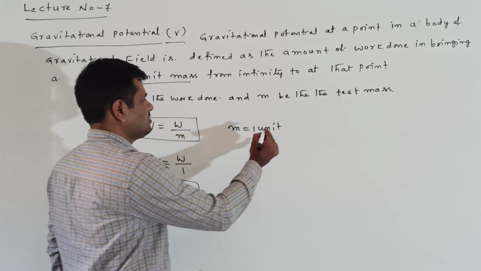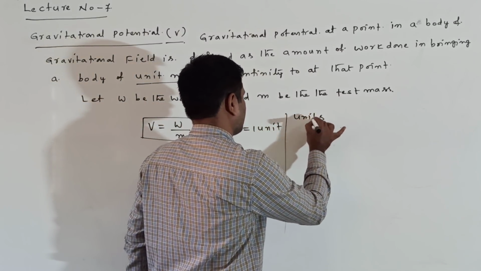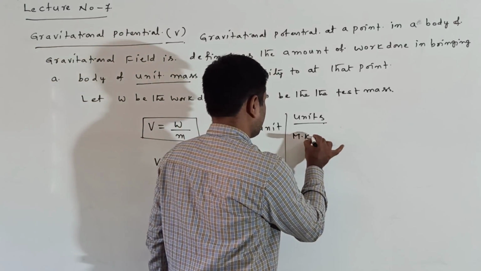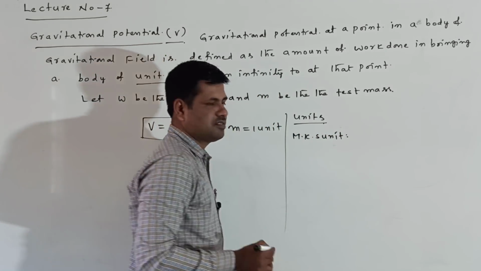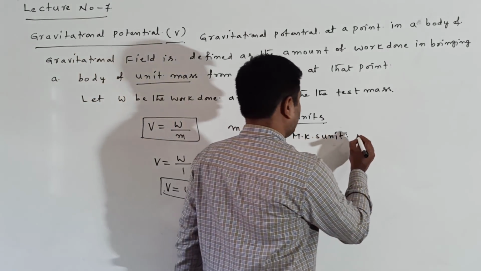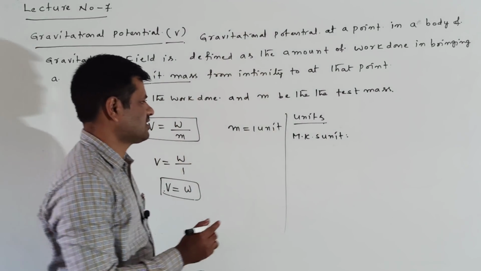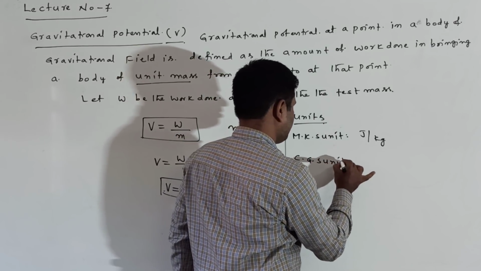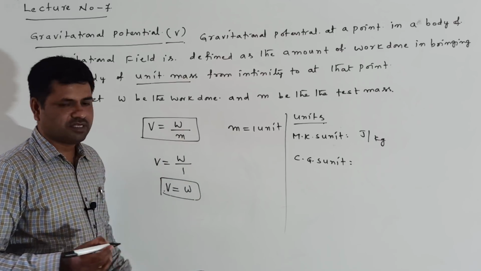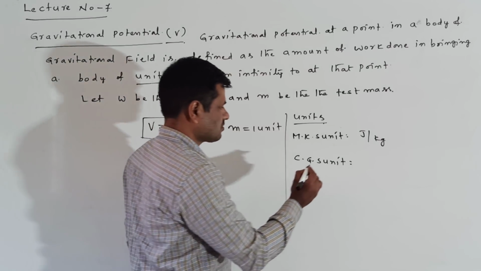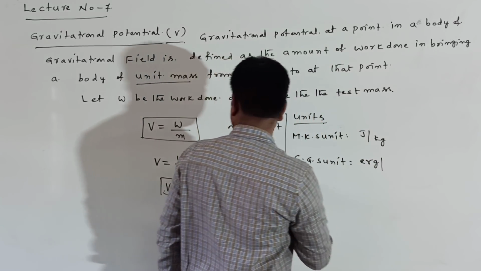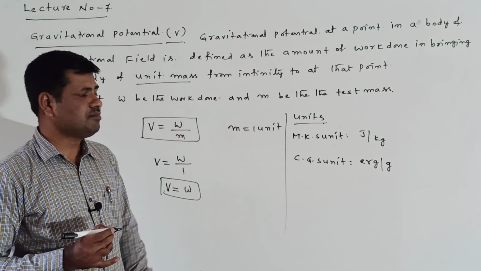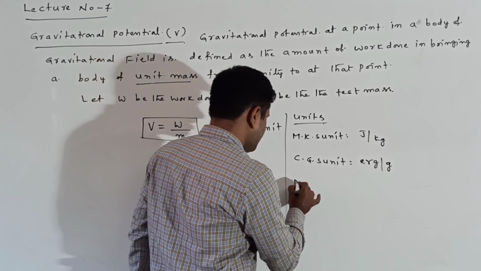Now, what are the units for the gravitational potential? First consider the MKS unit. The work unit is Joule and the mass unit is kg, so it is Joule per kg. What is the CGS unit? The CGS unit of work is erg, and the mass unit is gram, so it is erg per gram. This is Joule per kg in MKS and erg per gram in CGS.